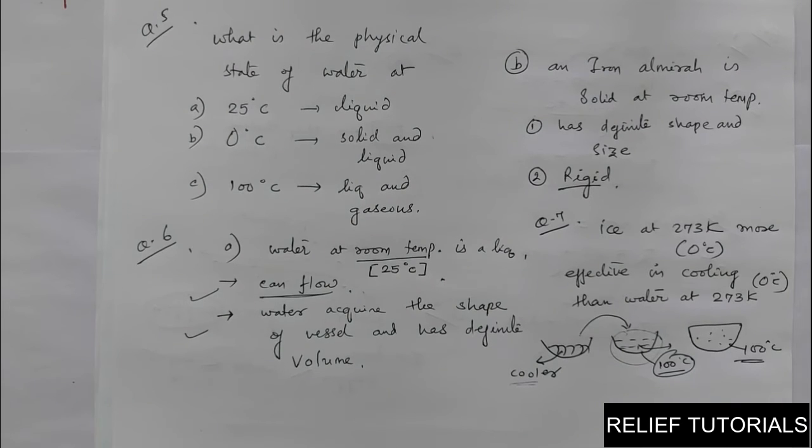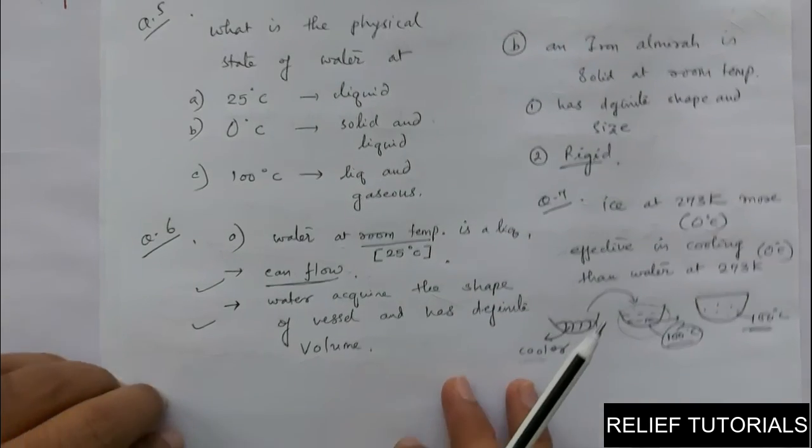So when you try to cool something, what will be the better option? 0 degree ice or 0 degree water? Obviously 0 degree ice, because it has less energy as compared to 0 degree water. 0 degree Celsius water has more energy because we have supplied the latent heat for changing the state of matter. A similar question is given to you in question number 8.